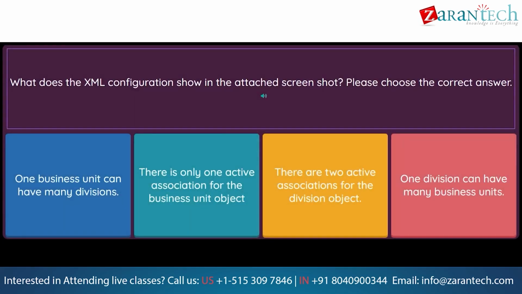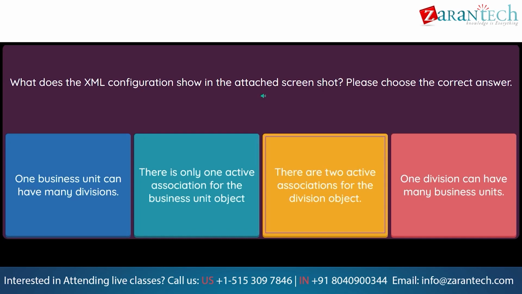Question: What does the XML configuration show in the attached screenshot? Please choose the correct answer. Option 1, one business unit can have many divisions. Option 2, there is only one active association for the business unit object. Option 3, there are 2 active associations for the division object. Option 4, one division can have many business units.